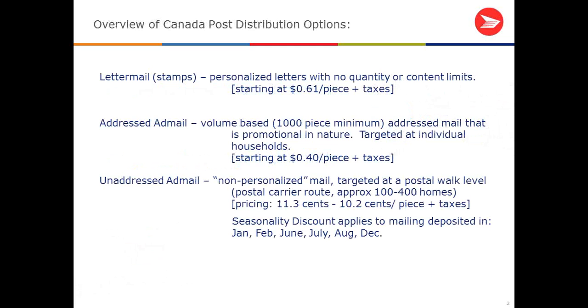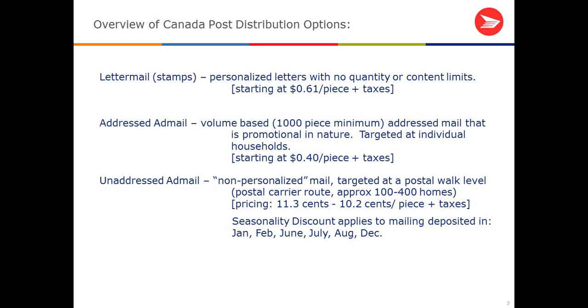Just to give us some background on the different types of mailings, just to make sure we're clear on where we are. There's really three types of mail available through the Canada Post system. One's what we call letter mail, or the stamp system. It's a personalized letter with no quantity or content limit, and it starts at 61 cents per piece plus taxes. That's your letter to grandma, your birthday cards, and all those sorts of typical mail that we're used to.